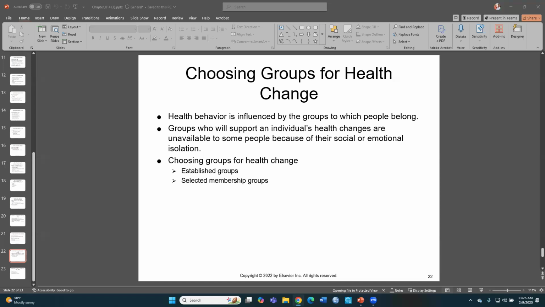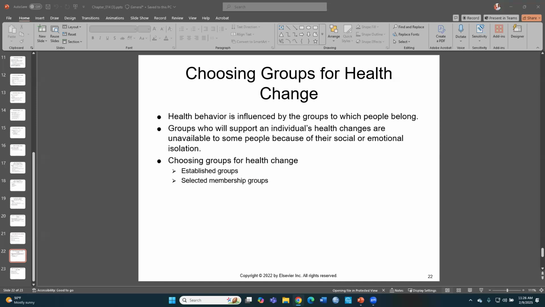Groups who will support an individual's health change are unavailable to some because of social or emotional isolation. So, think about that. Your HIV, your AIDS populations, your alcoholics. These groups will take you in and almost make you part of their family. So it does provide some really good support.